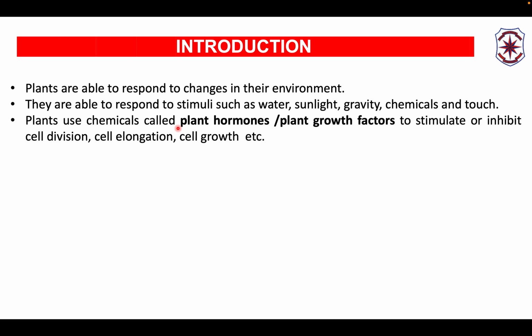And they use chemicals called plant hormones or chemicals called plant growth factors. So that is the gist of this topic. So we are going to find out how different plant hormones or different plant growth factors are able to help the plant to survive, to attain certain resources from the environment, for them to grow, for them to thrive in the environment.